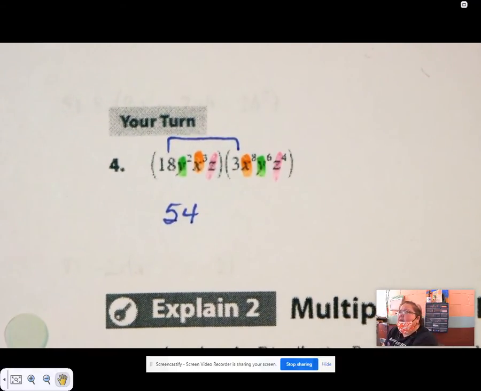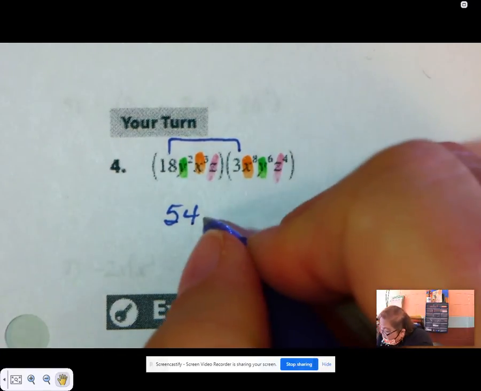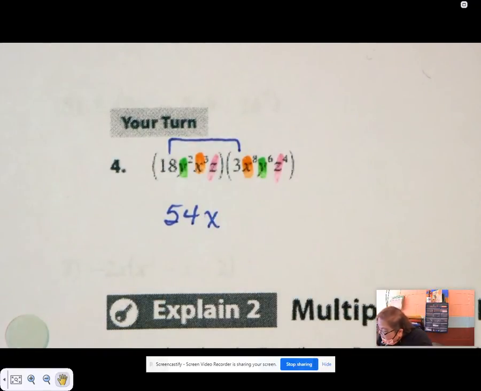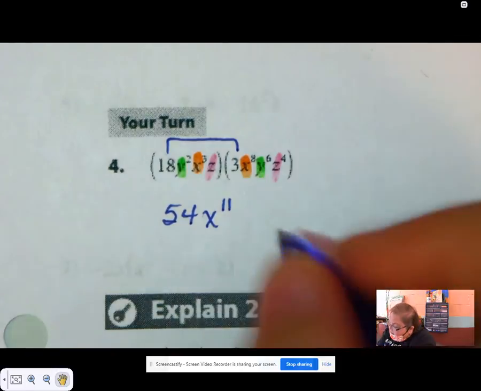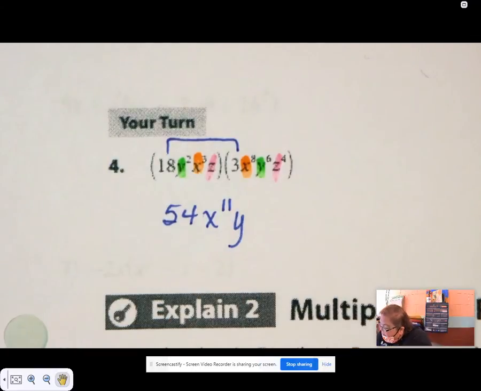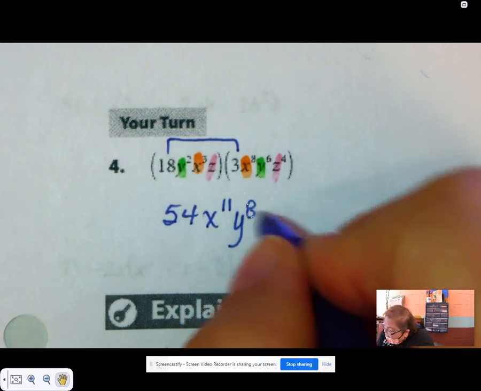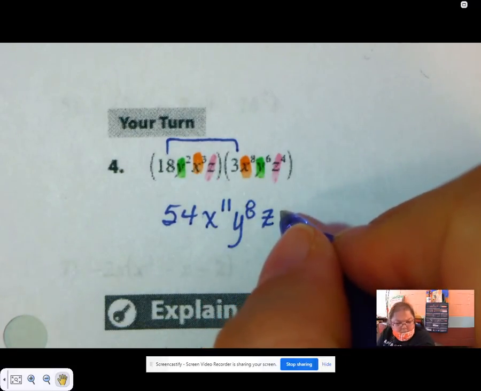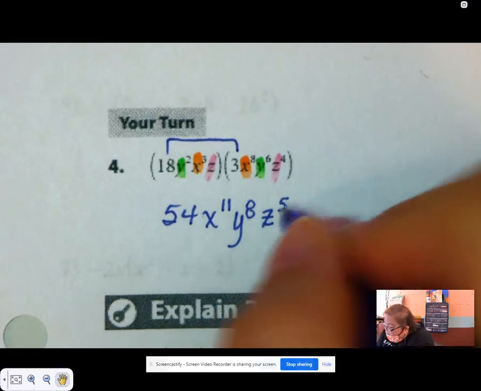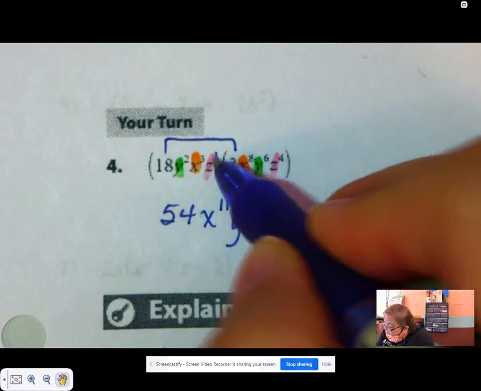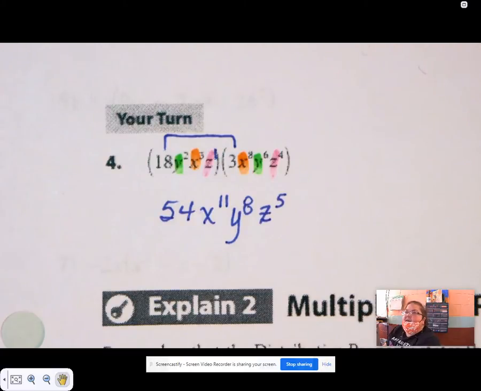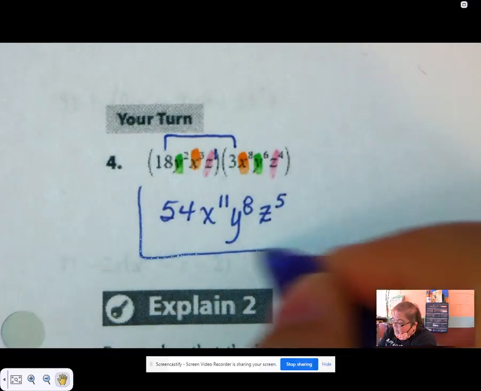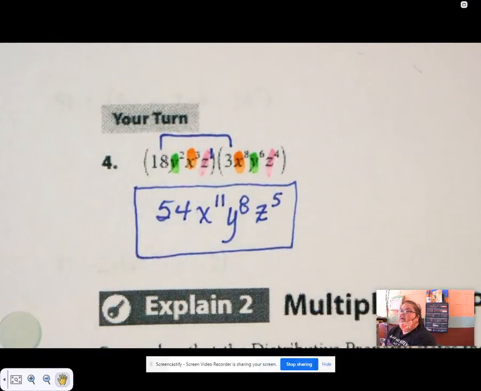Okay. X to the what power? 11th power. Y to the what power? 8. Z to the what power? 5. Because if it doesn't have an exponent, give it 1. And 1 plus 4 is 5. Questions? Any questions?